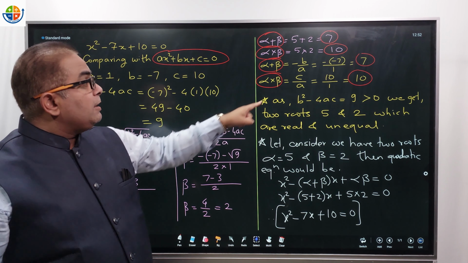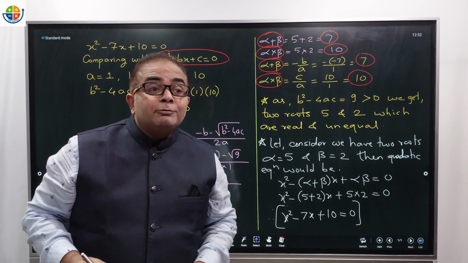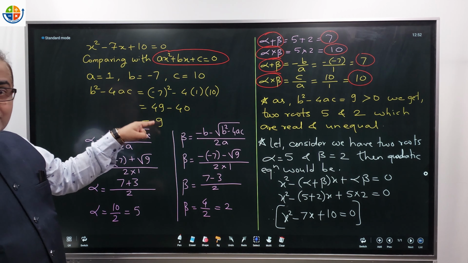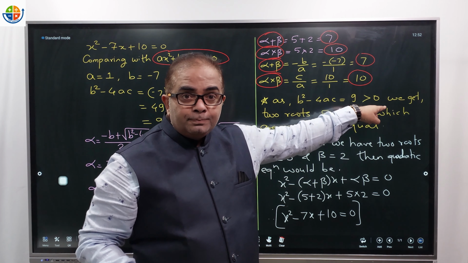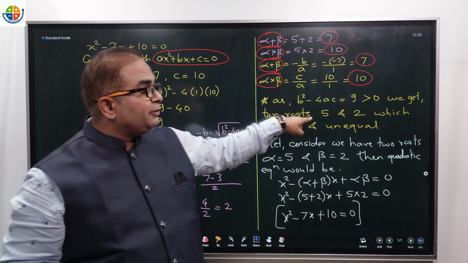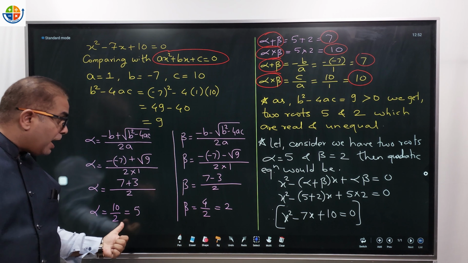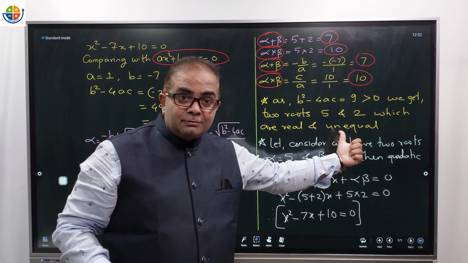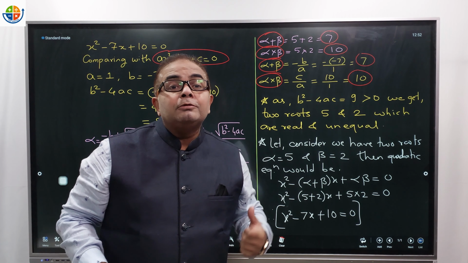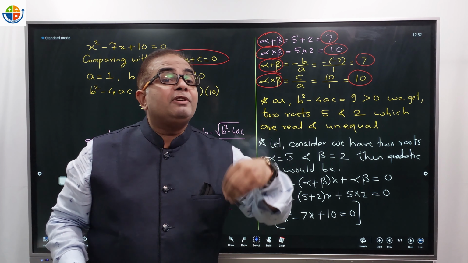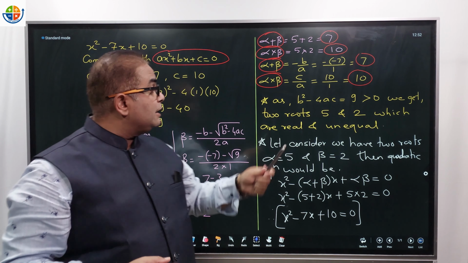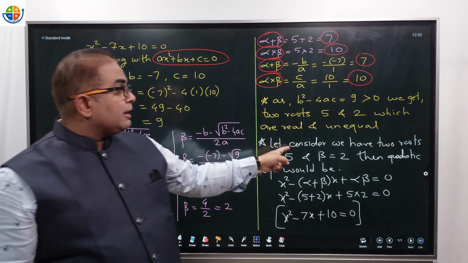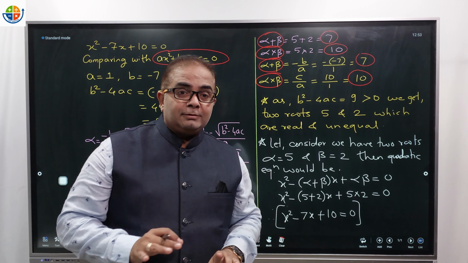Correct? Now, b square minus 4ac, what is it? Discriminant, right? Now this discriminant is 9. 9 is greater than 0. So we get two roots. What two roots did we all get? 5 and 2. Those two roots are real numbers and they are unequal, right? So we know the nature of roots. If the discriminant is greater than 0, the roots are real and unequal. It is also proved.